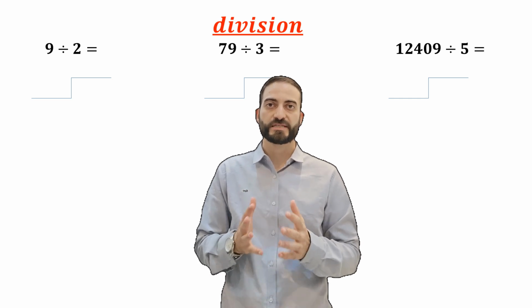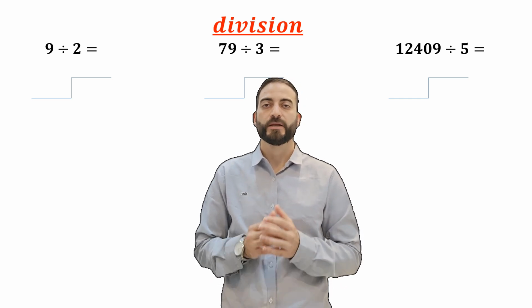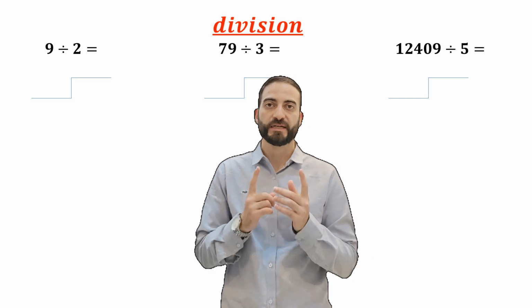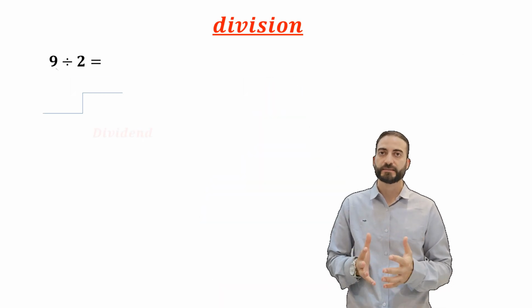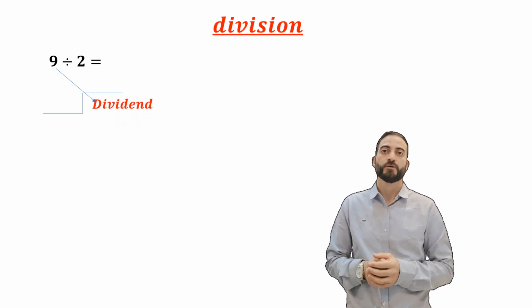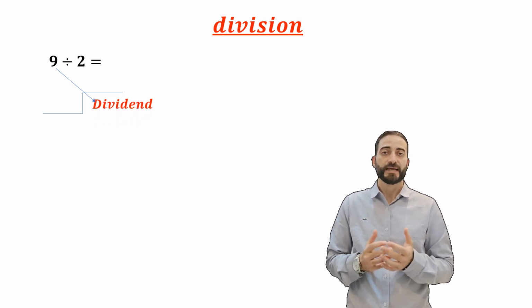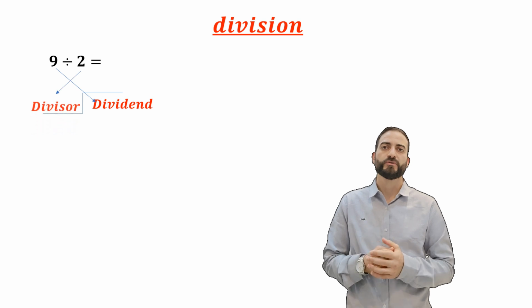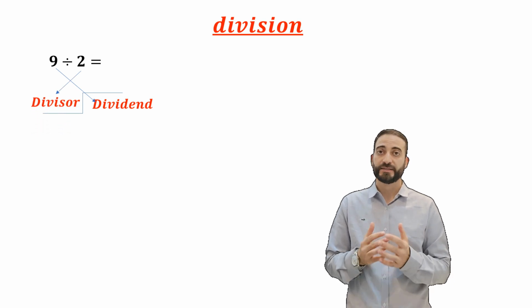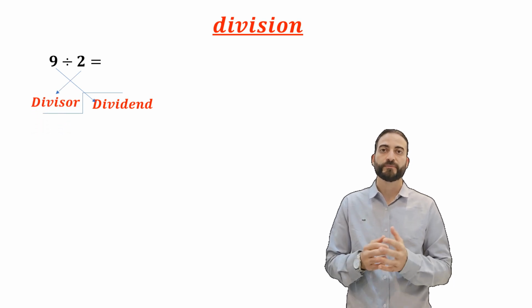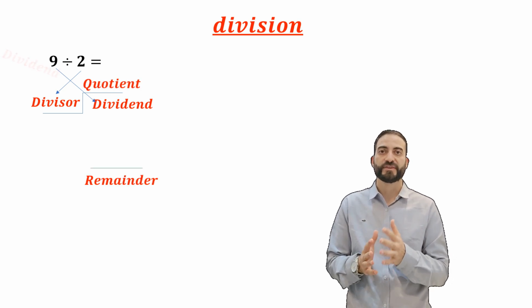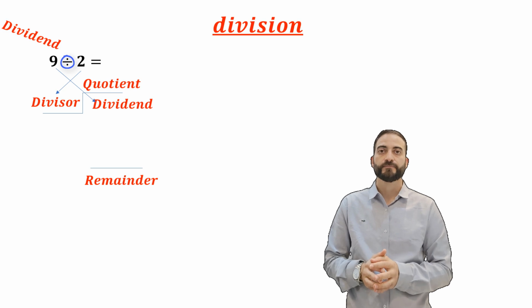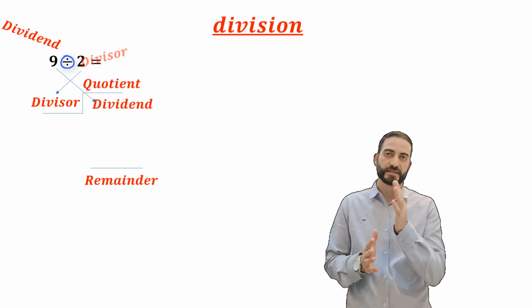Hello everyone, in this video we will talk about division and we will start with division by one digit. Here we have 9 divided by 2. This means that the dividend is 9, we must put it here, and the divisor is 2, we must put it here. And the quotient and remainder will appear. The dividend is always before the sign, and the divisor after this sign.